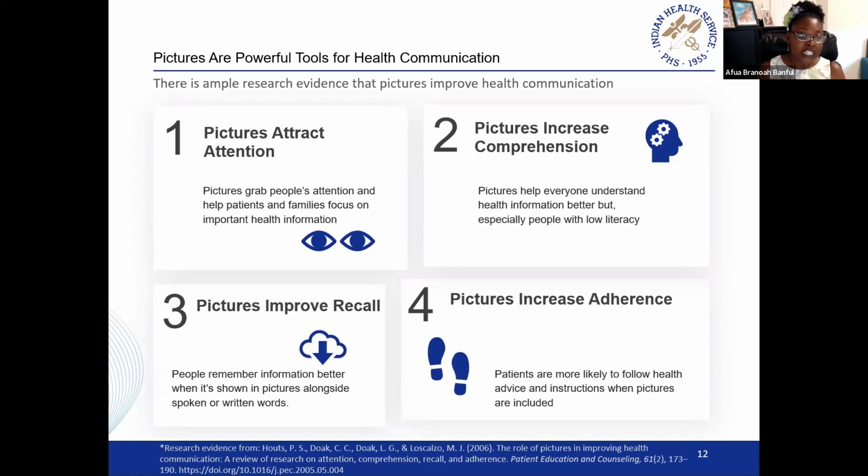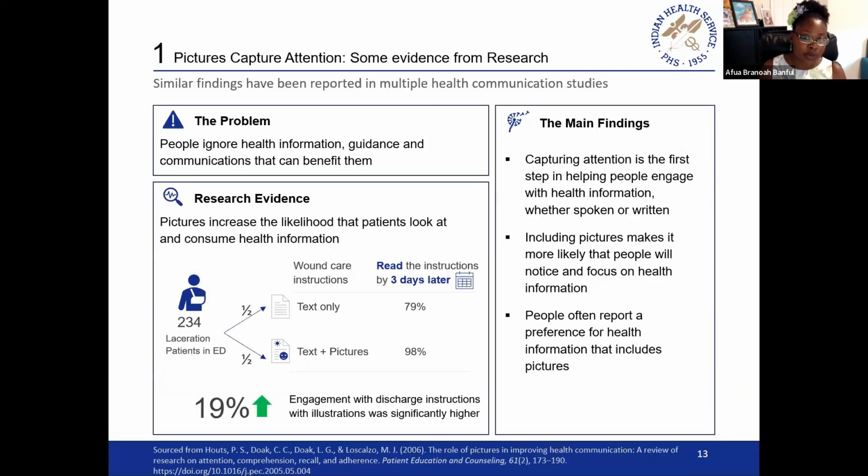So let me go through each of these now with a little story, a little bit more of the research evidence so that you may remember. This page and the following pages, they are all very heavy. I'm hoping that you keep this deck as a sort of reference for you, right? But I wanted to share some concrete research evidence so that if anyone ever asks you why you are suggesting using pictures, you can actually point to some research evidence. You don't need to remember the numbers per se. But for the point around pictures capturing attention, the problem is that people ignore health information and guidance that can benefit them. And this is simply true.